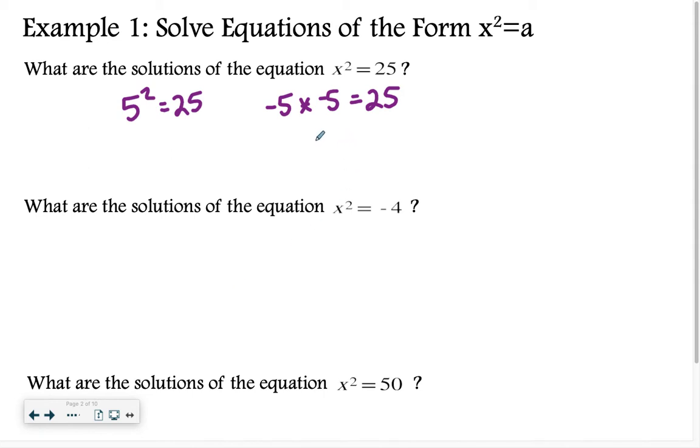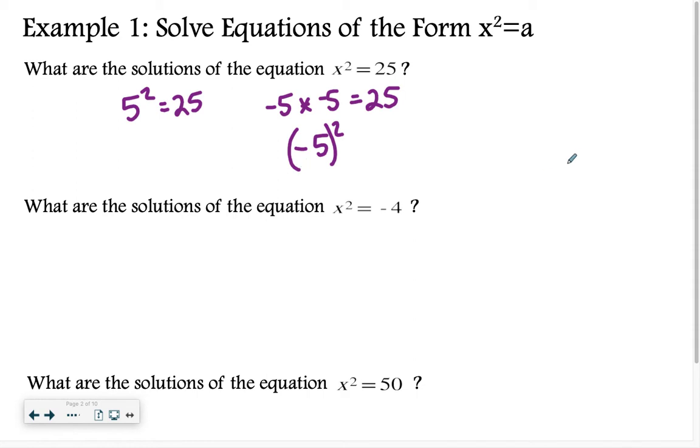If you're checking it on your calculator, when you type it in like this, your calculator is going to give you an incorrect answer. Remember that whenever you square a negative number on your calculator, you have to put parentheses around the negative, so it knows that the negative is also squared.